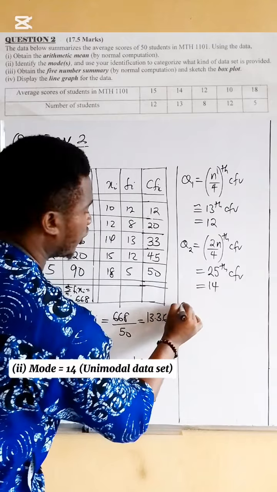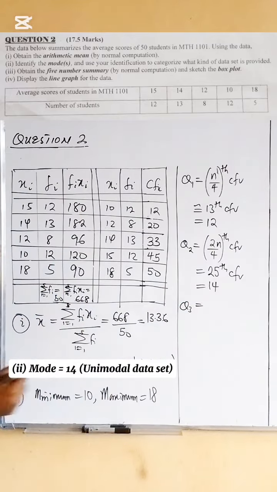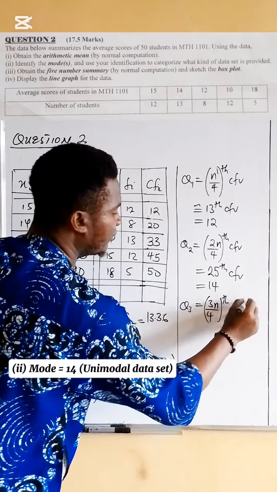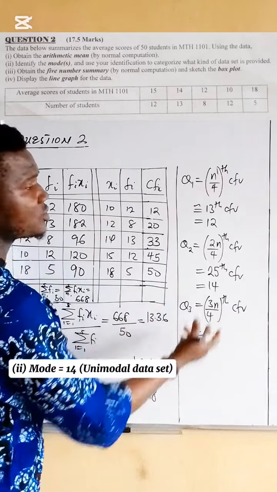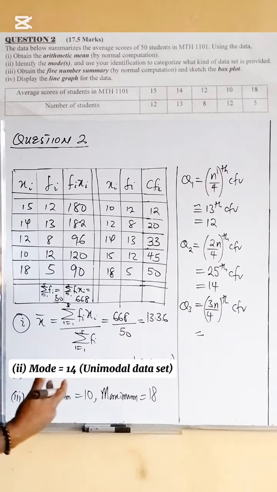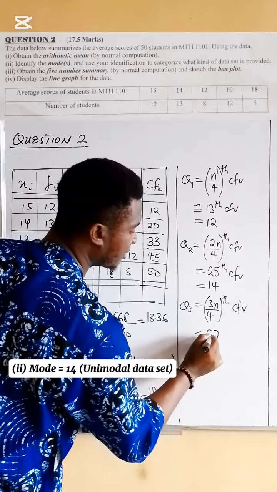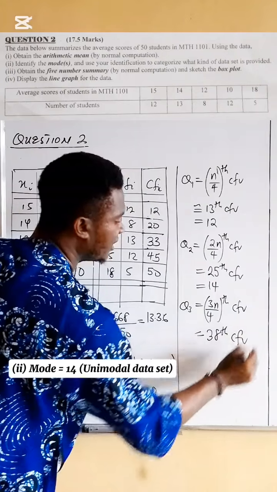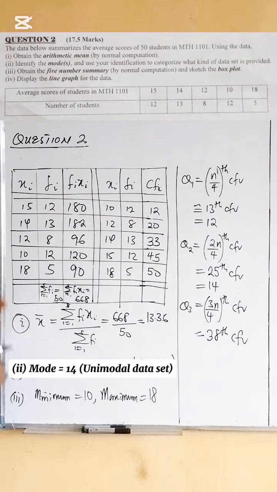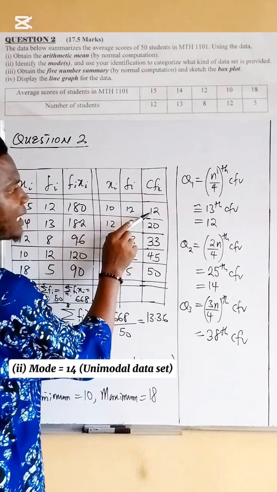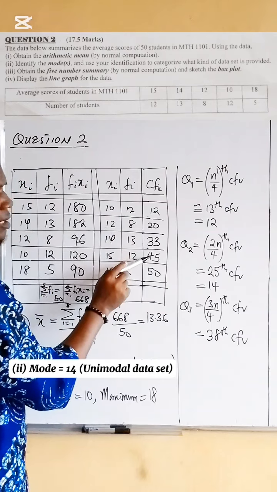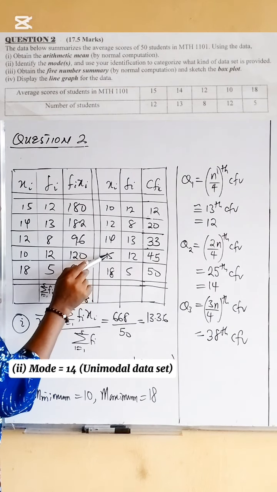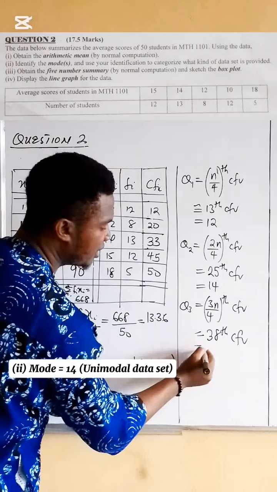Then comes your Q3. Your Q3, being the upper quartile, will be the 3 over 4 n th cumulative frequency value. 3 times 50 is 150. 150 divided by 4 will give you 37.5, which is approximately the 38th cumulative frequency value. Now, your 38th cumulative frequency value should be greater than 12, greater than 20, greater than 33, but not greater than 45. When traced to the xi column, it should give you 15.